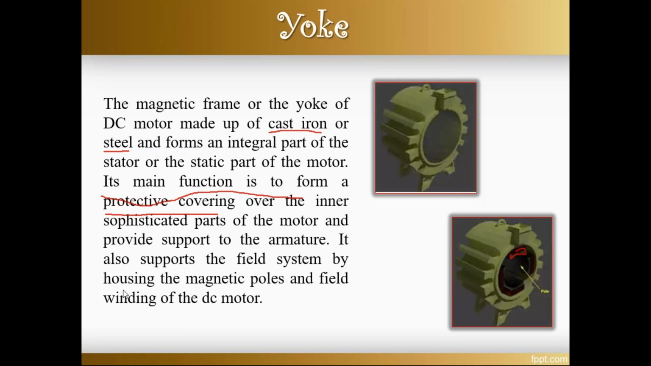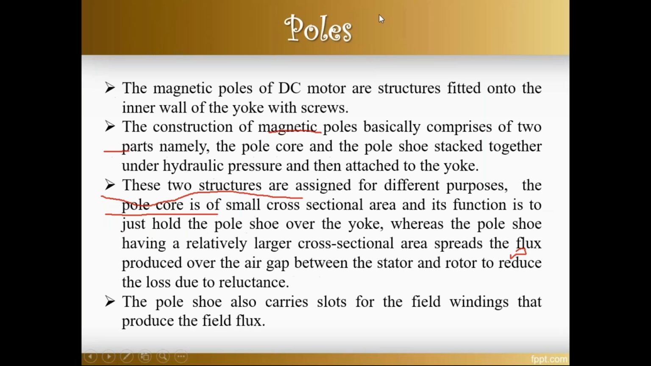Now let me see the next part. The next one is poles. Here we are using the electromagnetic poles of a DC motor, a structure fitted onto the inner wall of the yoke. That means we attach the poles on the inner side of the yoke with screws, tightening them firmly. The construction of magnetic poles basically comprises 2 parts, namely the pole core and the pole shoe. I already showed you this, so the poles are divided into 2 parts.